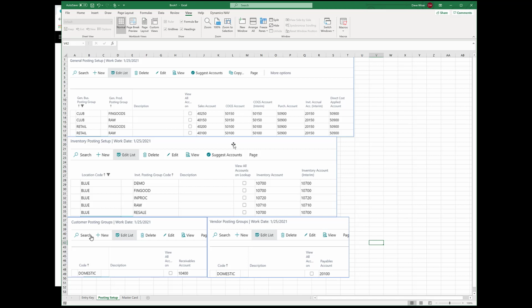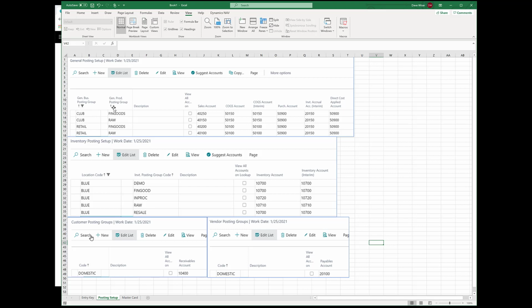What this does is it gives you flexibility in being able to post to different sales accounts based on the differences in the general business posting group, which is part of the customer setup, or the general product posting group, which is part of the item card setup. General business posting group generally is who you're selling to. The general product is what you're selling.